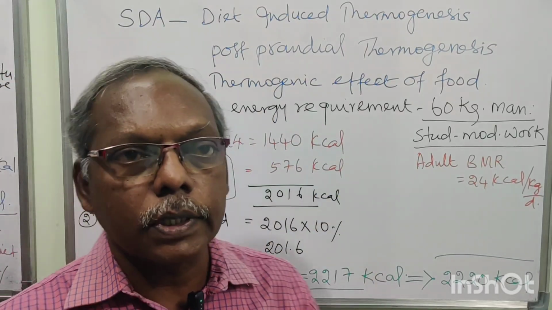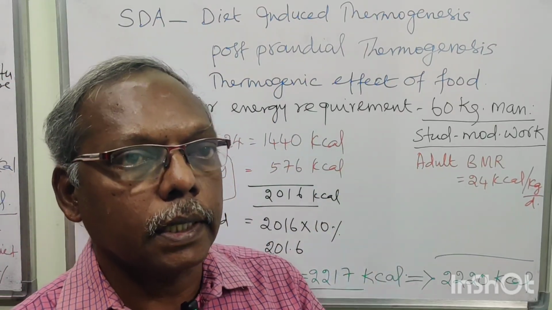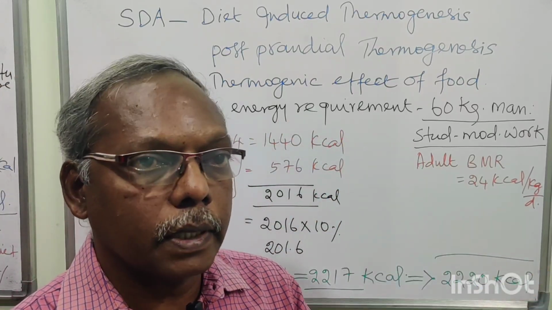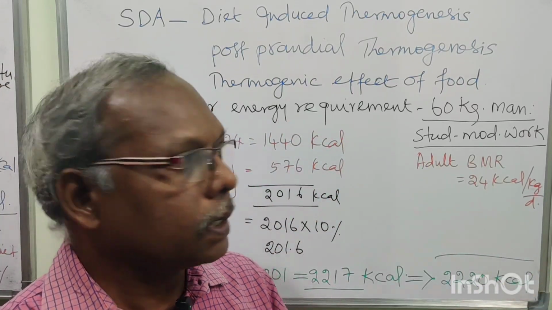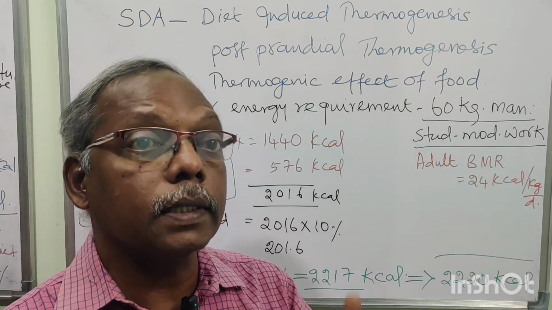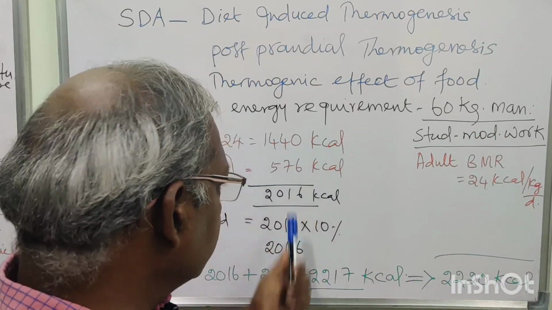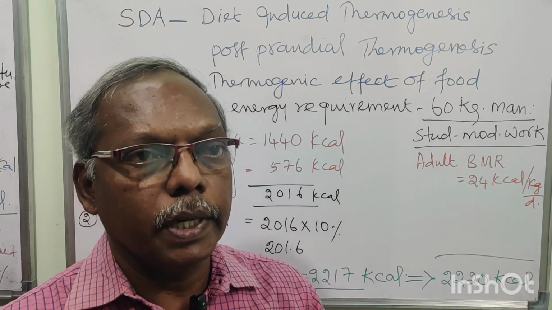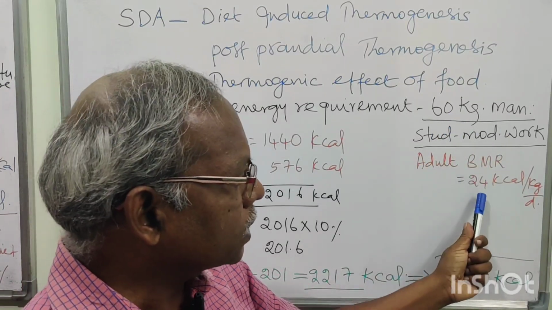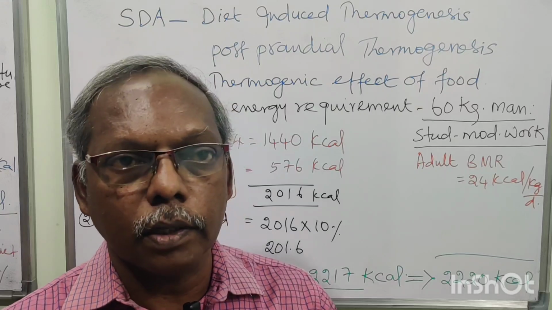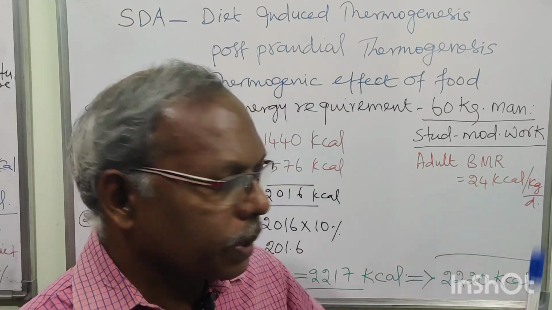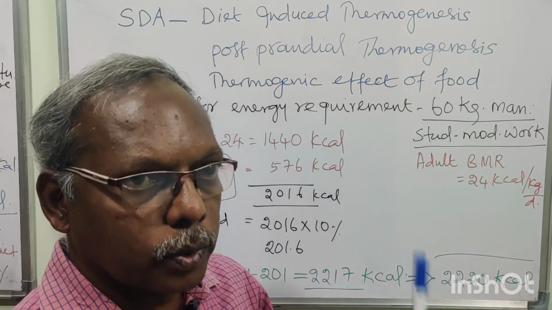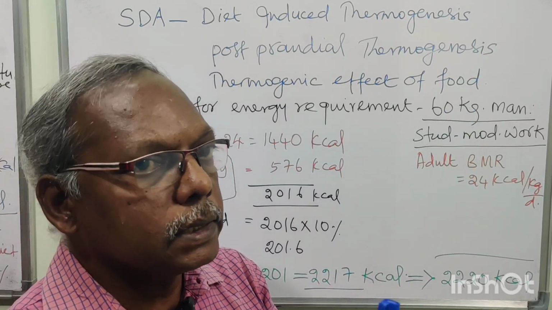Sometimes in MGR University or Karnataka University, they ask how to calculate the energy requirement for a moderate worker, a sedentary worker, a heavy worker, or a medical student. So I am giving one simple calculation. We will take a 60 kg medical student. His BMR is 24 kilocalories per kilogram per day. For this 60 kg medical student, we are going to calculate the energy required.